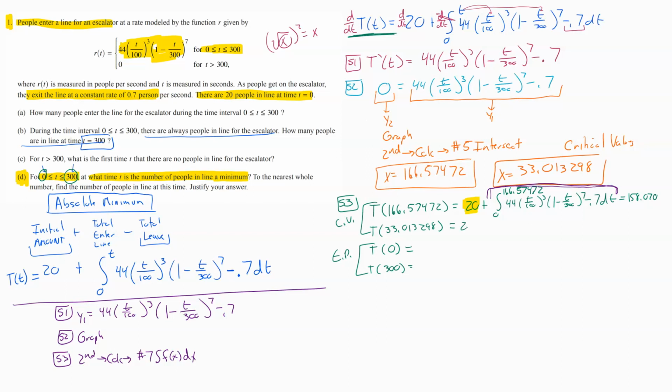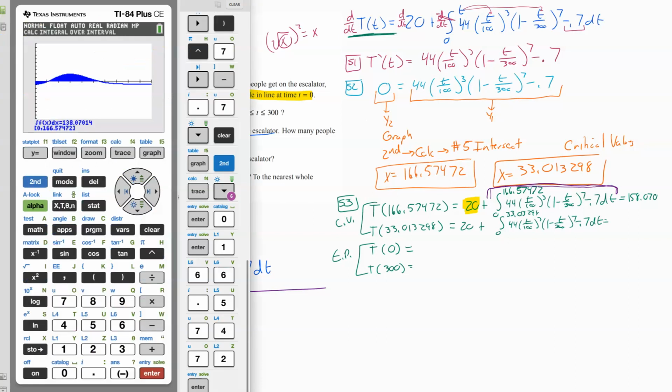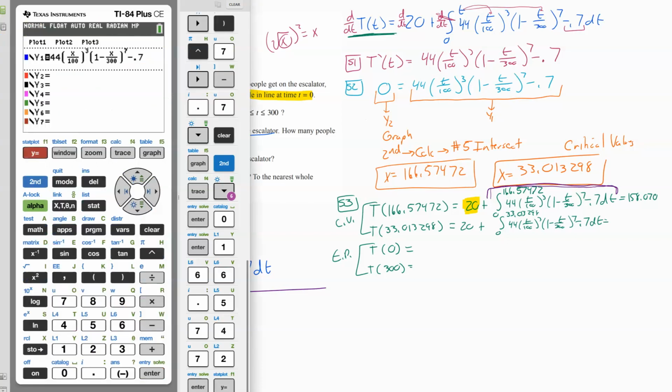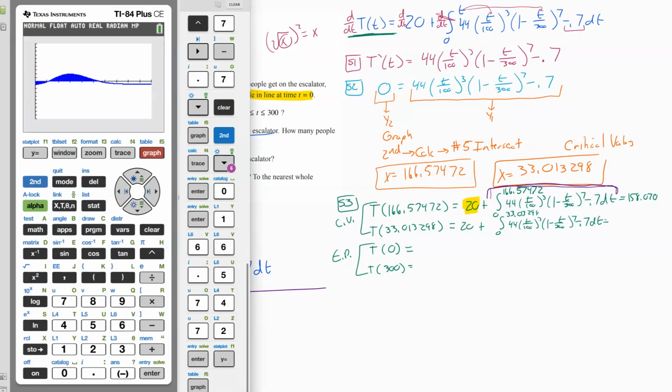We play the same game for the second piece here. We're again going to do 20 plus, and then this time the integral is going to go from 0 to 33.013298 of that full equation again, right? So all of that that's already in our calculator, minus 0.7 dt. So don't hit clear, right? It's already there. We hit the graph button.